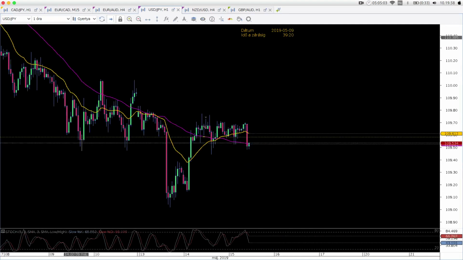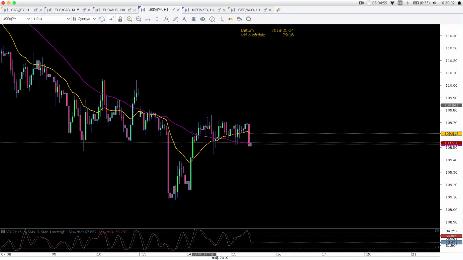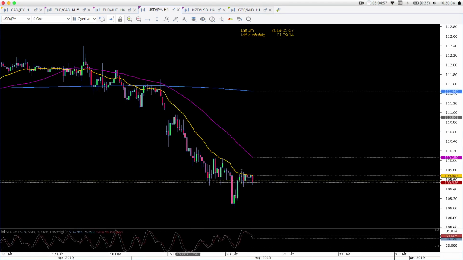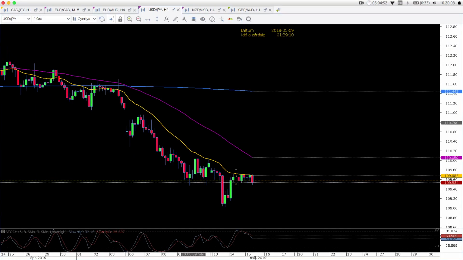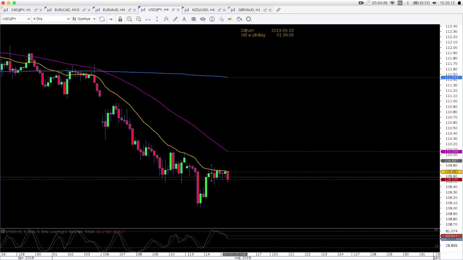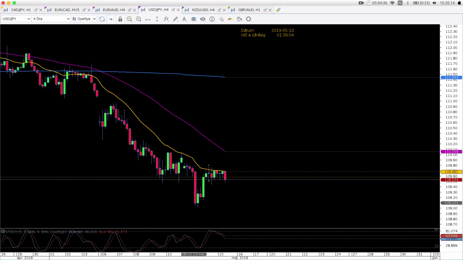USD yen, it was the same situation. It was based on the fact that the 50 SMA and the 21 SMA are in a downtrend. So we have a V formation, a seller's V formation, a breach and a pullback, and the struggle at the pullback. It was a good one.